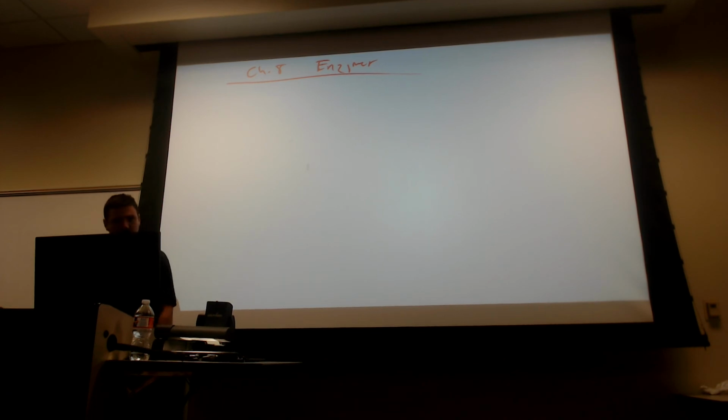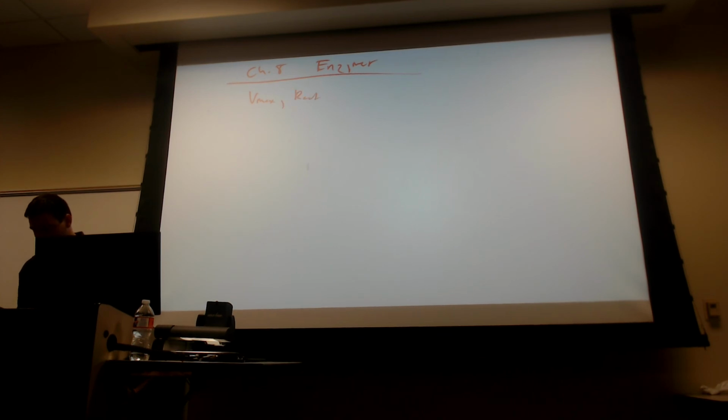Okay, and then the next one is chapter 8, which we spent a lot of time on and were tested on, so I don't feel I really need to go over it unless you have a specific question. We need to be able to do things like determine Vmax, Kcat, Km, catalytic efficiency. Remember, Kcat is Vmax divided by the total enzyme. Catalytic efficiency is Kcat divided by Km.